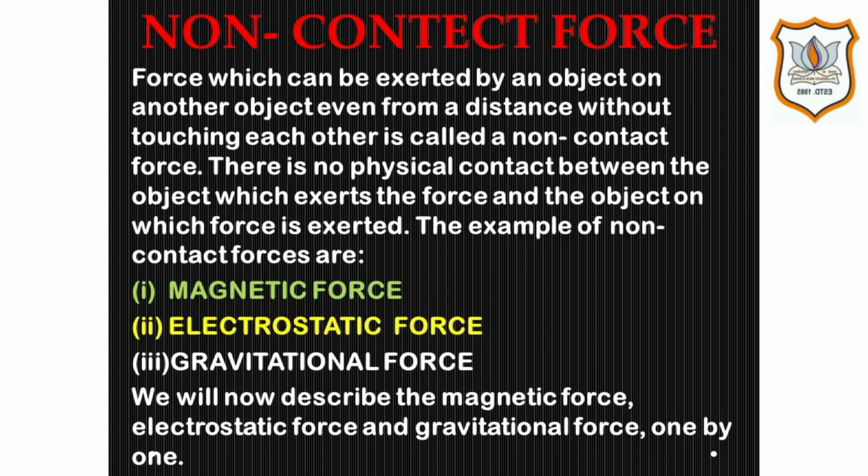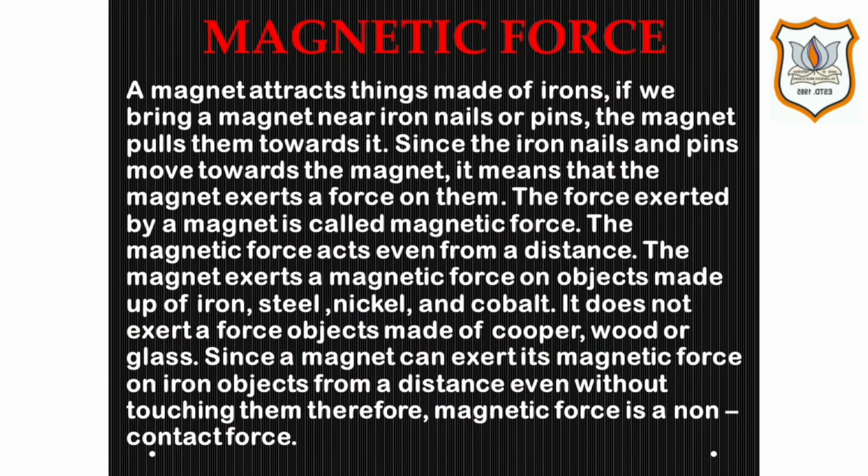So students, we will now describe the magnetic force, electrostatic force and gravitational force one by one. Let's start with non-contact force, and the first one is magnetic force. A magnet attracts things made up of iron or steel. So if we bring a magnet near iron nails or pins, the magnet pulls them towards it. Since the iron nails and pins move towards the magnet, it means that the magnet exerts a force on them.